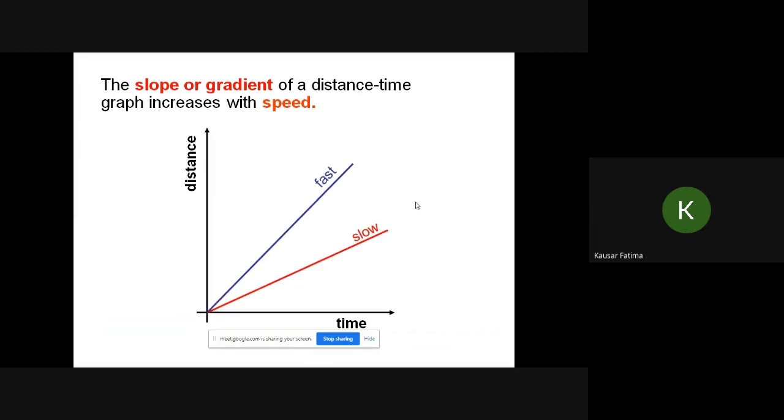Two graphs are shown here. The red one, this is less steeper compared to the blue one. It means this body, whose speed is shown in red color, is slow compared to the body which is shown in blue color. Okay, it's a greater value of slope, greater change in distance with time, so it has faster speed.